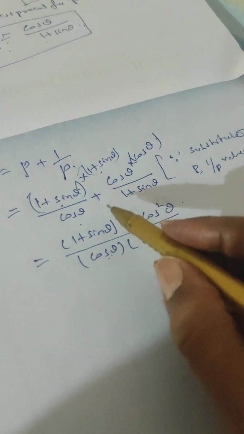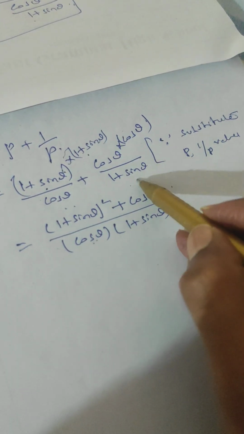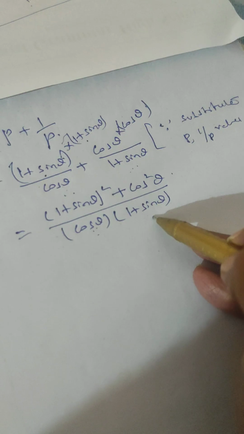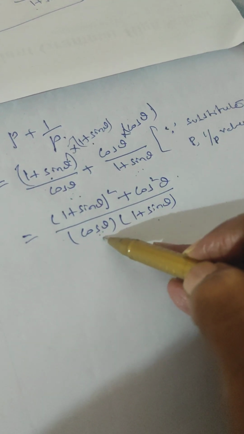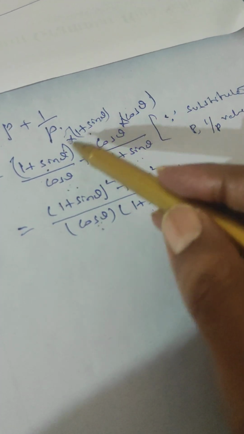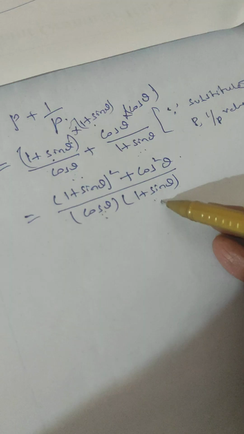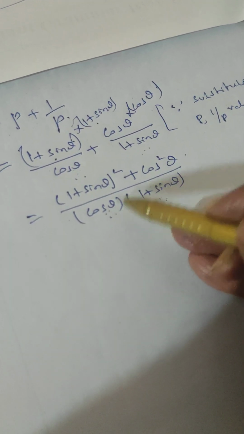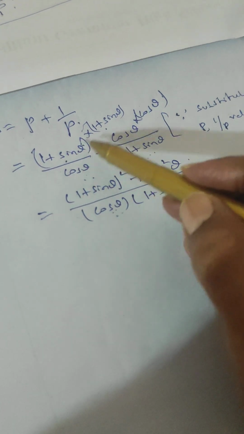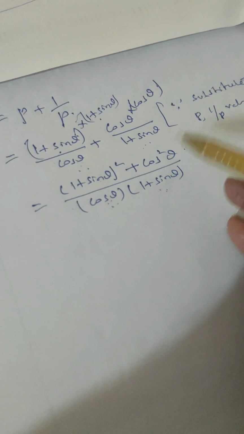Hope you understand this step, but let me explain once again. In denominators we have cos theta and 1 plus sin theta. So the LCM of cos theta and 1 plus sin theta is cos theta into 1 plus sin theta. Cos theta gets cancelled, you remain with 1 plus sin theta. Taking this 1 plus sin theta and multiplying with the numerator of the first fraction. Now if you observe the second fraction, 1 plus sin theta gets cancelled, you remain with cos theta. So the numerator should be multiplied with cos theta. So after multiplication, 1 plus sin theta into 1 plus sin theta is 1 plus sin theta whole square, plus, as it is, cos theta into cos theta is cos square theta.